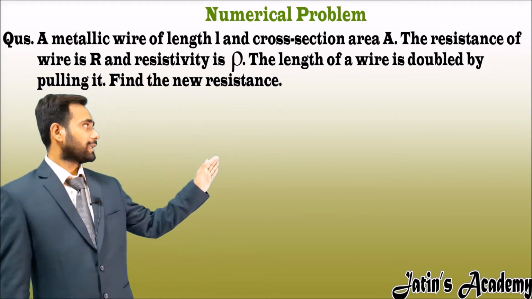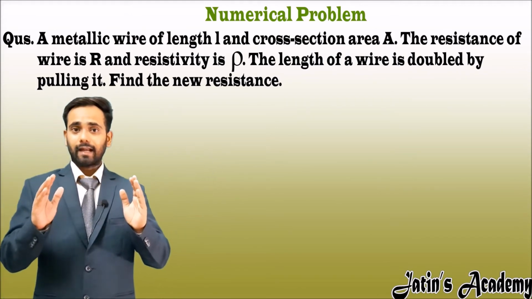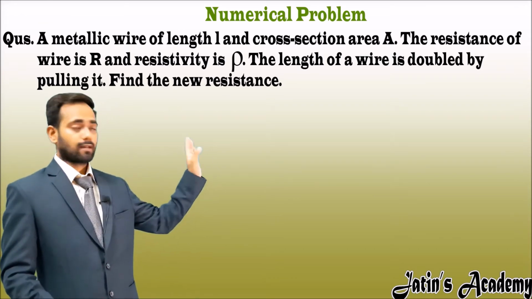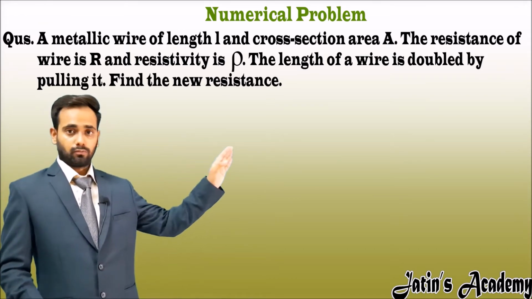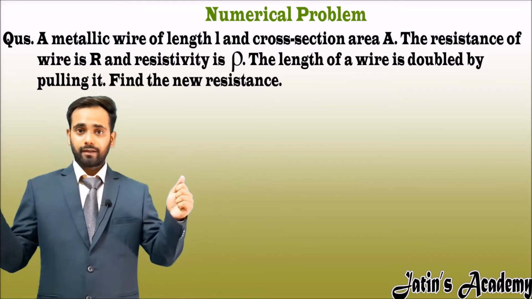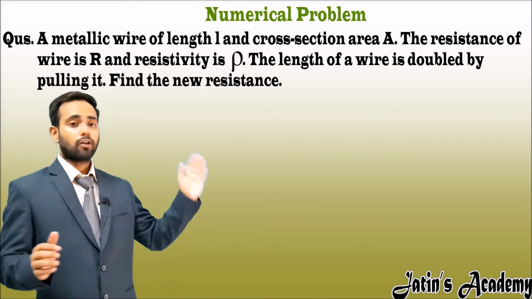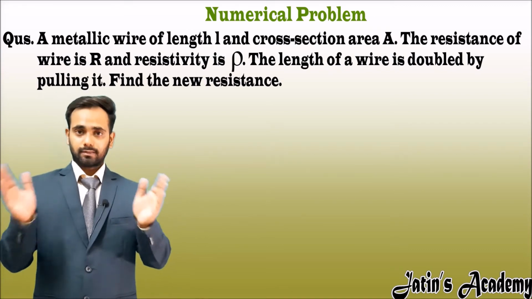We have a metallic wire of length L and cross section area A. The resistance of the wire is R and resistivity is rho. Now we stretch the wire up to double its length, that is 2L. Now we have to calculate the new resistance value.